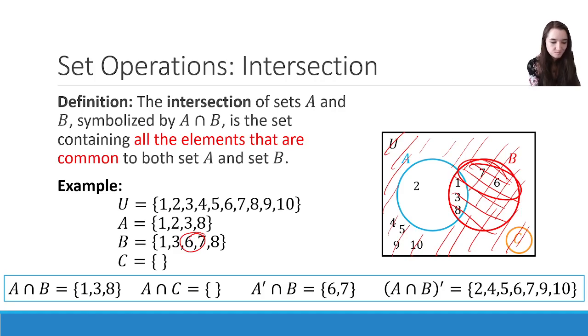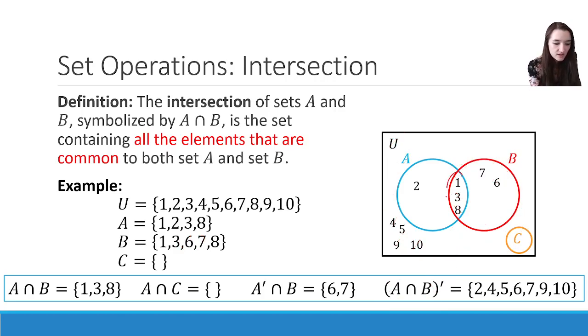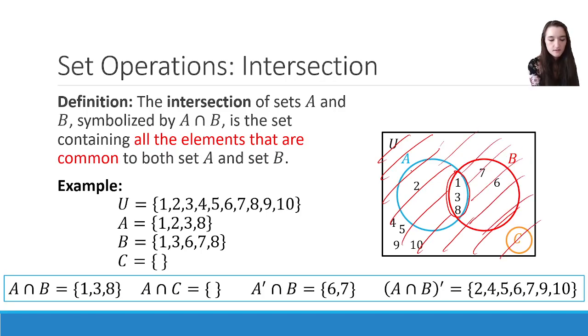So that's 6, 7. Now here, notice the parentheses. They matter. I take A intersect B and find the complement of that. So I start from here's A intersect B. The complement of that is everything outside of that, like so. So it's everything except 1, 3, 8, including the stuff that's out here in the universal set, of course. So that's all numbers between 1 and 10 except 1, 3, and 8 right there.